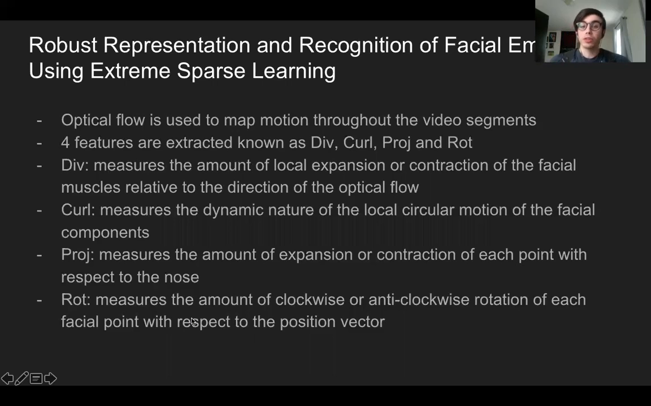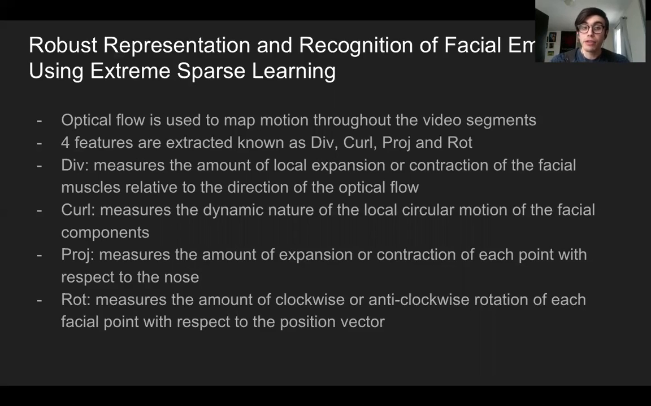Now, this scheme also used a fascinating technique called optical flow, which effectively mathematically models the motion of a person's head when they're expressing a given emotion. So for instance, if I'm moving my head like this while smiling, optical flow can mathematically model the motion of my head, and then analysis can be conducted to sense my given emotion. So 4 features were extracted in conjunction with the optical flow. These are div, curl, projection, and rotation.